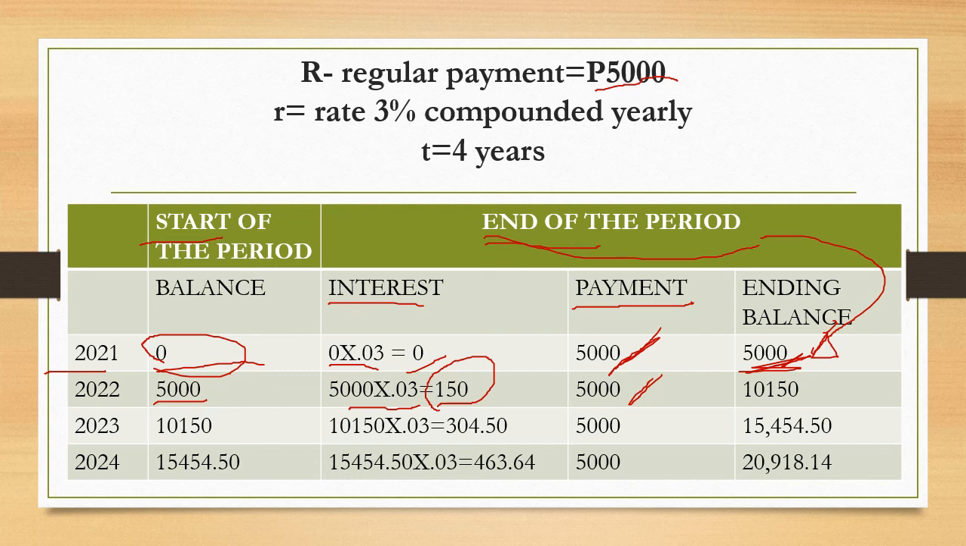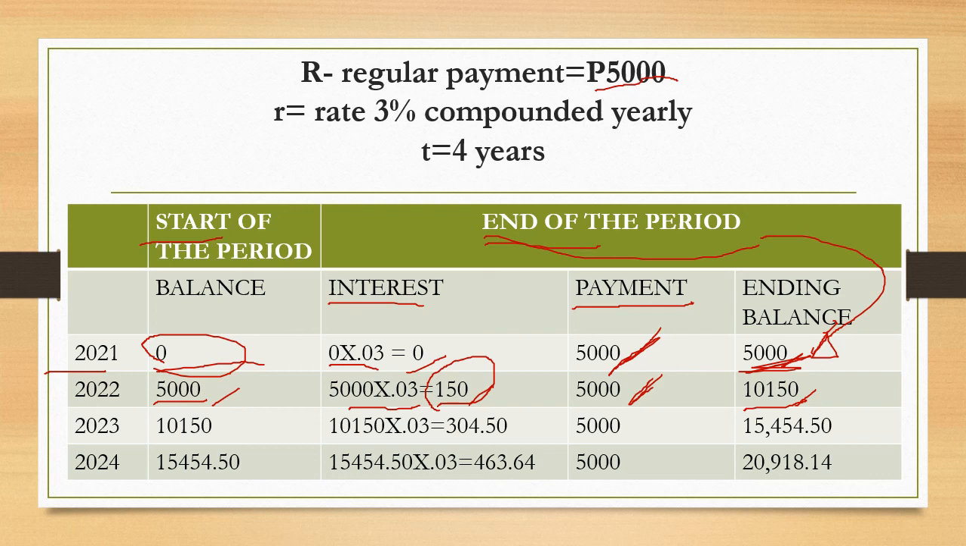So how much will be the ending balance? So how are we going to add this? So we'll add this 5,000 because it is the balance at the start. Then 150 pesos, the interest earned by 5,000 pesos. Then plus 5,000 pesos. So we will have 10,150 pesos. So this is the amount of money which John Mark has at the end of year 2022.